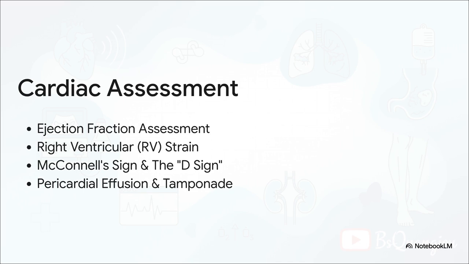You want to eyeball the ejection fraction, check for a pericardial effusion that might be causing tamponade, and look for right ventricular strain. For RV strain, which screams pulmonary embolism, look for that visibly swollen right ventricle. Keep your eyes peeled for McConnell's sign. That's hypokinesis of the RV free wall, but with apical sparing, or the classic D sign, where all that built-up RV pressure shoves the septum into the left ventricle, literally making it look like a capital D.